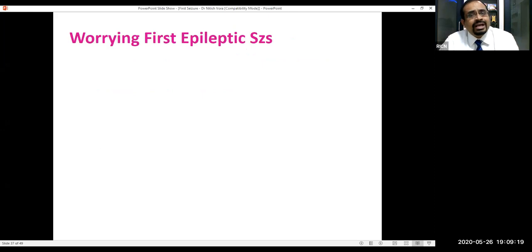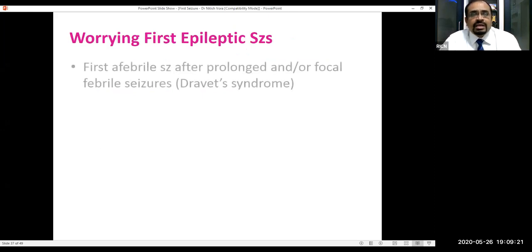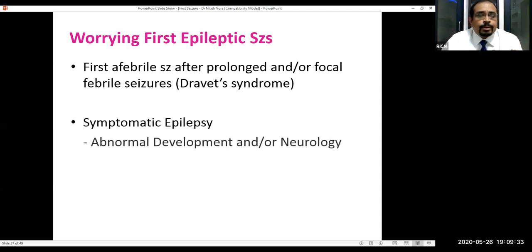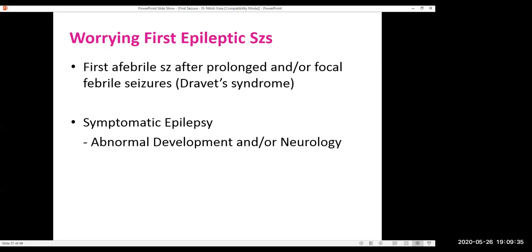And if you translate more here, which are first epileptic seizures: it's the first afebrile seizure after a prolonged and focal febrile seizure. It's Dravet syndrome, very well covered before. Symptomatic epilepsy, and what do we mean by that? Someone has abnormal development and or neurology to start with.